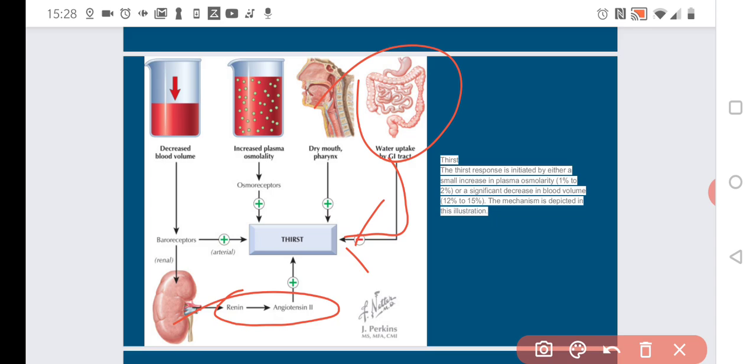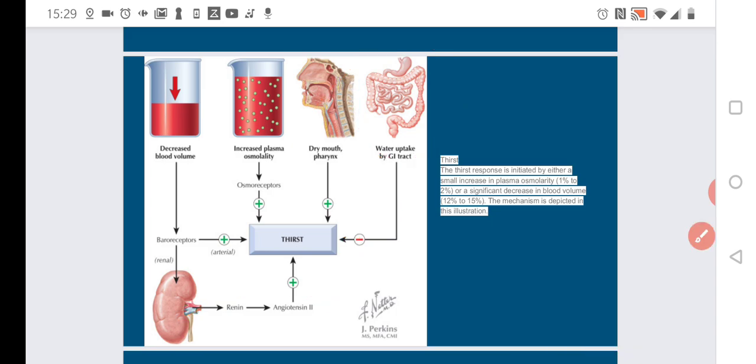Why? Because renin and angiotensin 2, as you probably already know, are hormones whose goal is to increase the blood pressure. So if we want to increase the blood pressure, we generally want to increase the blood volume. And to increase the blood volume, the easiest thing to do is to increase the water uptake.